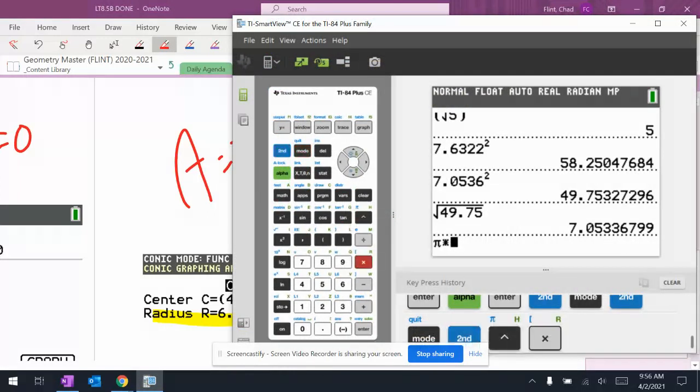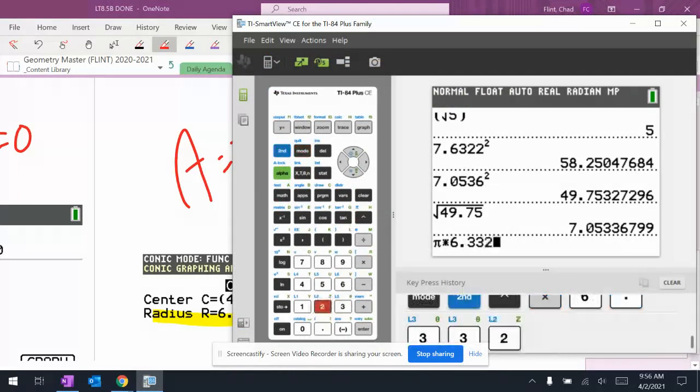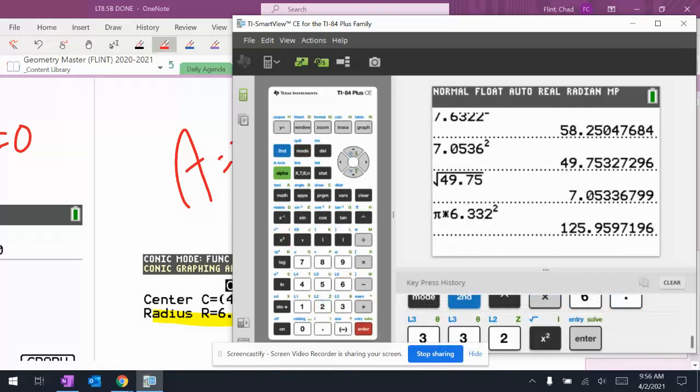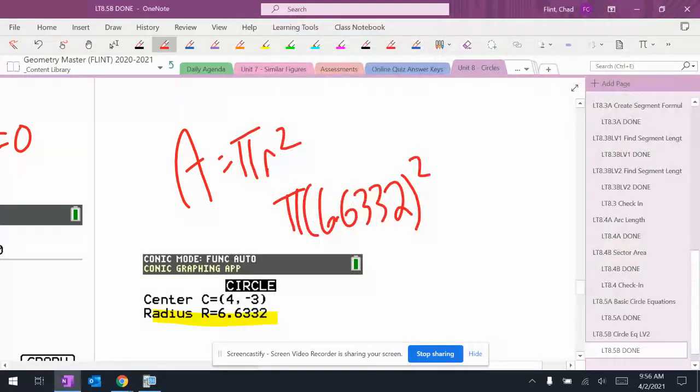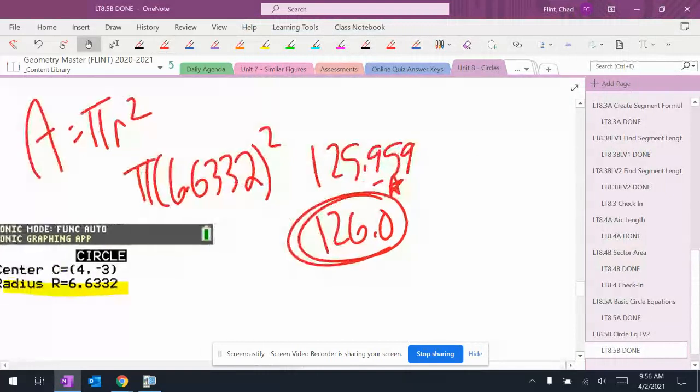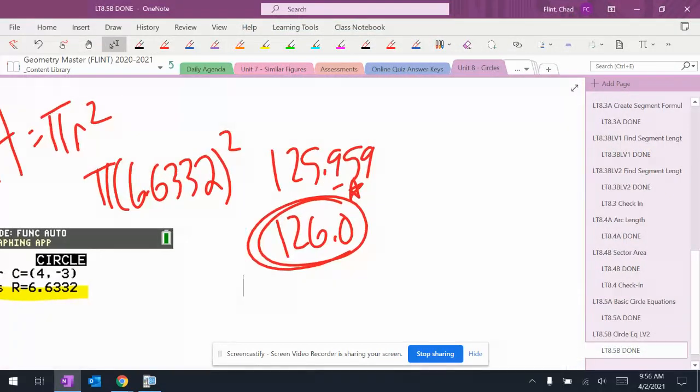So pi times 6.6332 squared is 125.959. It did say nearest tenth, which would be 126.0. Now, if I read it the other way, it says nearest tenth of a pi, which I think I just had the question written wrong.